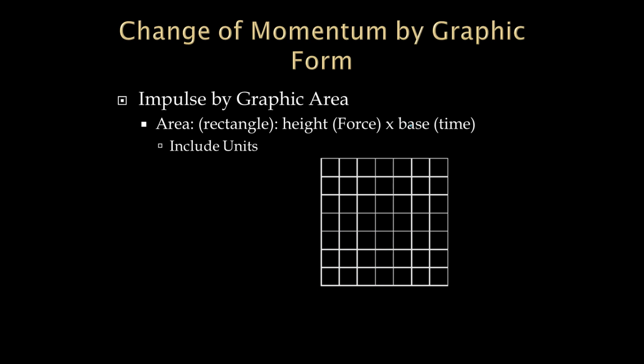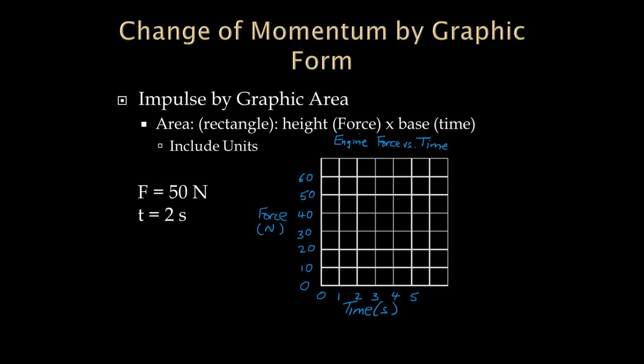We can use the same technique of looking at the area of a graph to indicate our impulse, because our impulse has two factors, force and time. So let's go ahead and prepare our graph for that as well. For the impulse that the airplane received, we have a force of 50 newtons and our time is 2 seconds. I'm going to place time on the horizontal axis and force on the vertical axis. So I've set up my graph with the axes, units labeled along with the divisions.